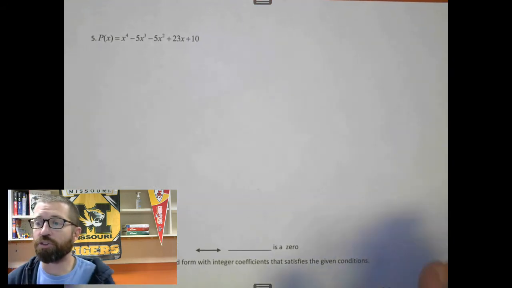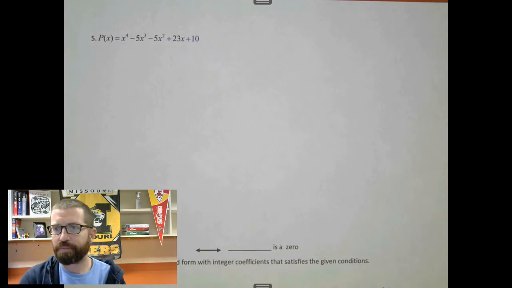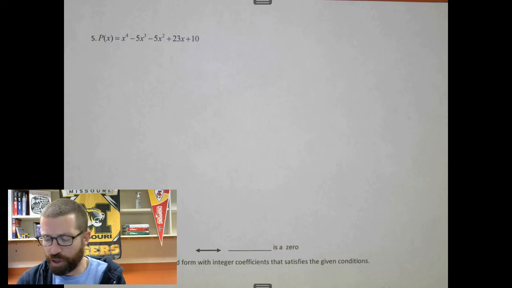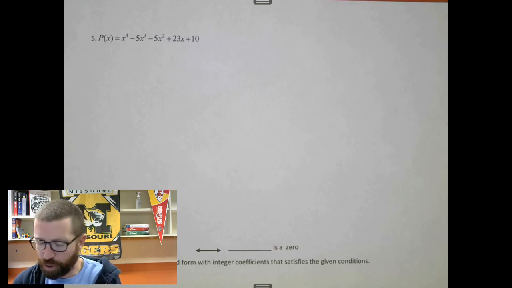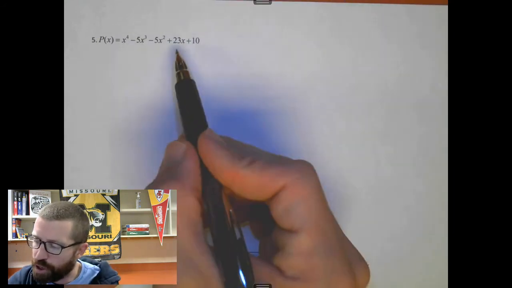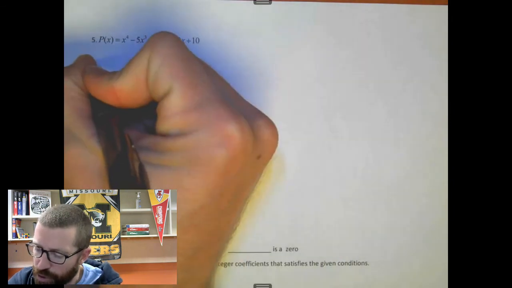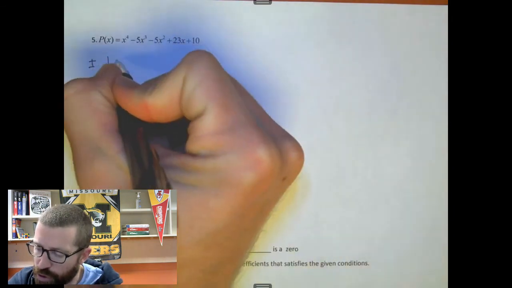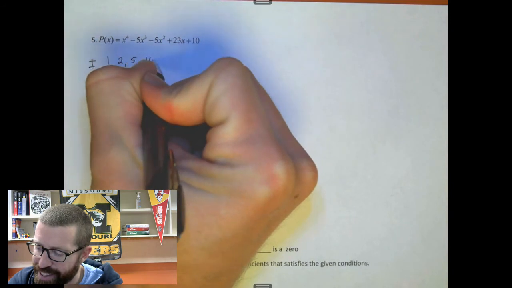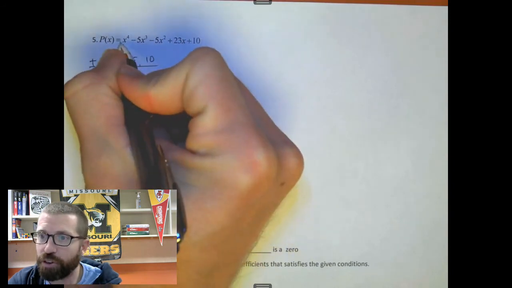Okay, and this is one I want you to try on your own first. So pause the video, give it a try, and we'll see how you do. So the first thing, you can list all the possible zeros. So that's plus or minus 1, 2, 5, and 10 over 1 still, because the factors here are 1.